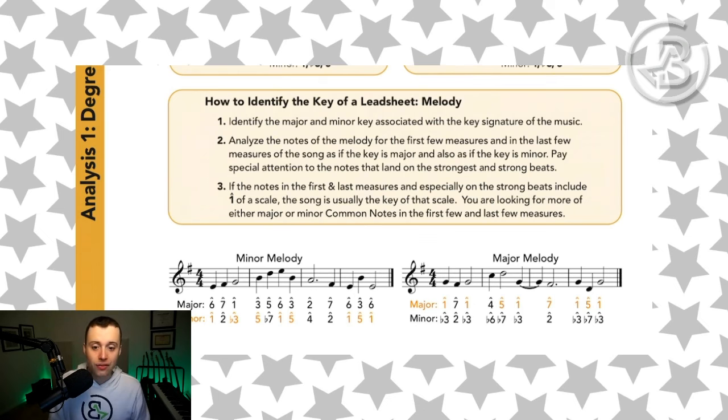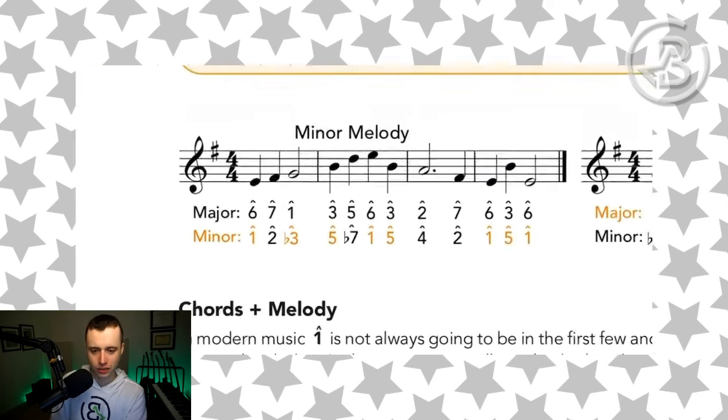Three, if the notes in the first and last measures, and especially on the strongest and strong beats, include scale degree 1 of a scale, the song is usually in the key of that scale. So you're looking for more of either major or minor common notes in the first few and the last few measures. So let's play this game where we imagine the melody as a major key, and then we imagine the melody as a minor key.